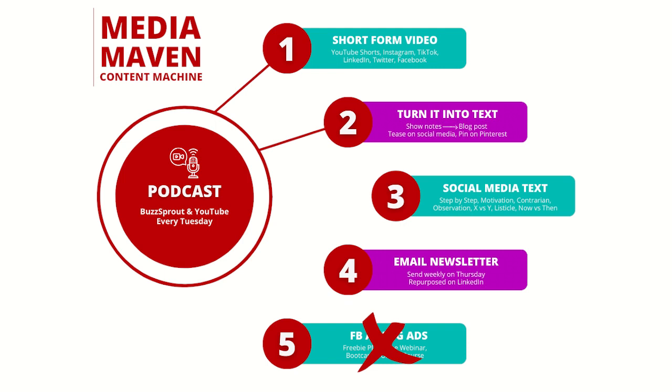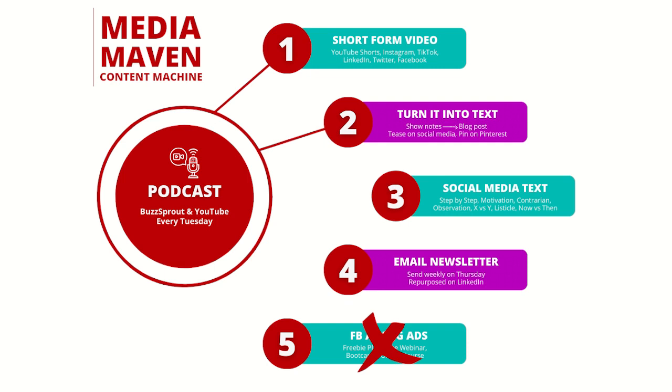And then from there, I would turn that into text. So I would have the show notes that would turn into a blog post so it could live on my website. And then I would tease on social media. I would pin it on Pinterest. Those were some of the ways I used text. And then after that, I would turn it into social media posts. So I would repurpose it and maybe turn it into a step-by-step post, a motivation post, an observation, maybe like a list or a now versus then. I would just create social media content from that podcast episode.